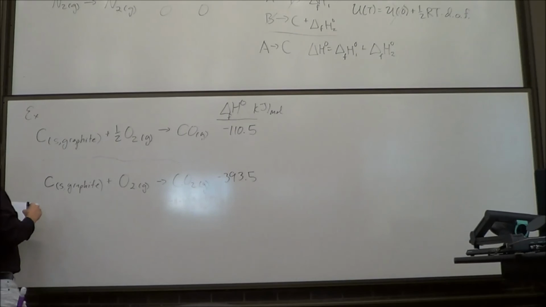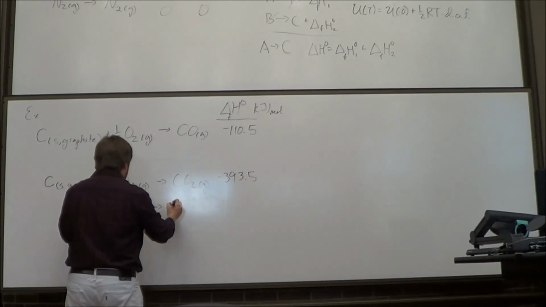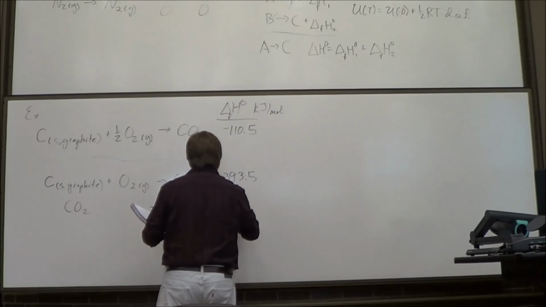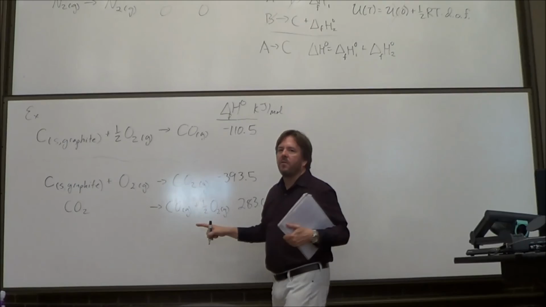Okay, and it turns out that I'm not sure how they practically do this, but here's our A goes to B deal. So I can also do this. I got CO2 goes to CO gas plus 1/2 O2. And that is 283.0. And you know what I bet they did was catalytic converters. So I'm sorry, I said I didn't know how they do this practically. Actually, I think they do.